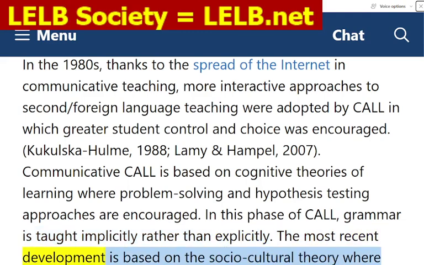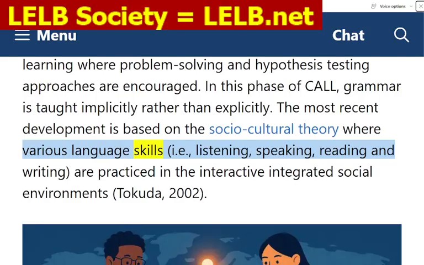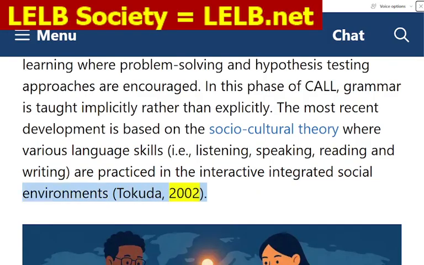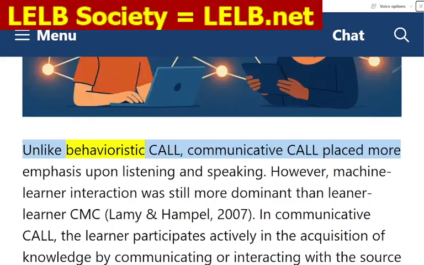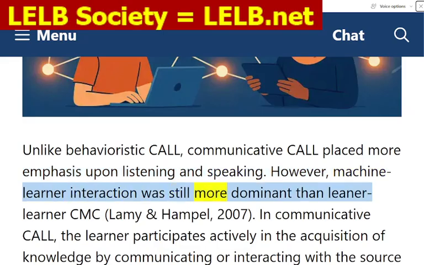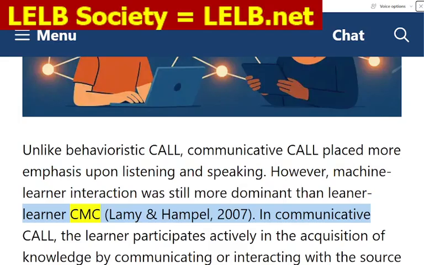The most recent development is based on the sociocultural theory, where various language skills, i.e., listening, speaking, reading, and writing, are practiced in interactive integrated social environments (Takuda, 2002). Unlike behavioristic CALL, communicative CALL placed more emphasis upon listening and speaking. However, machine-learner interaction was still more dominant than learner-learner CMC (Lamy and Hampel, 2007).